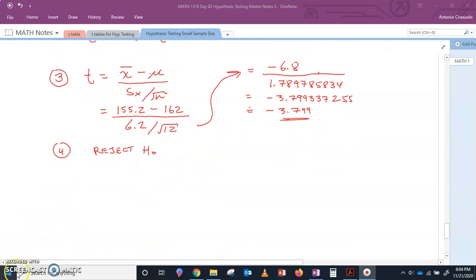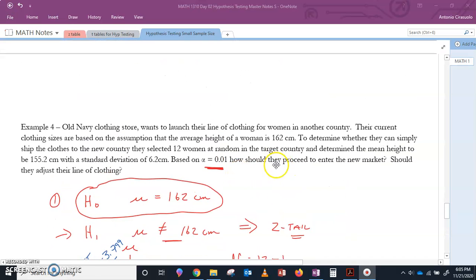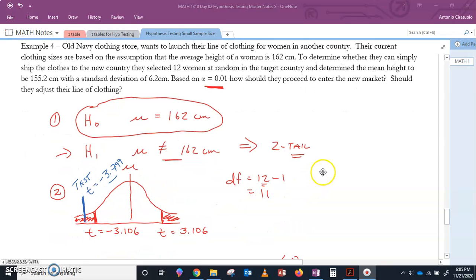So as a result, we would state the following. Our sample data indicates the population mean height for women in the target country is significantly different than 162 centimeters. Now, as well, how should they proceed to enter the new market? Should they adjust their line of clothing? Well, clearly they're going to have to reassess the average and customize the clothing to fit the new market.